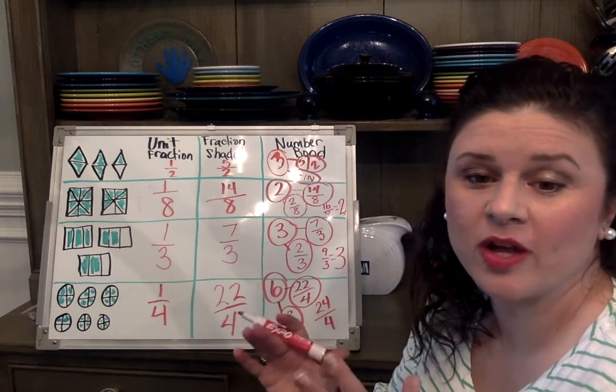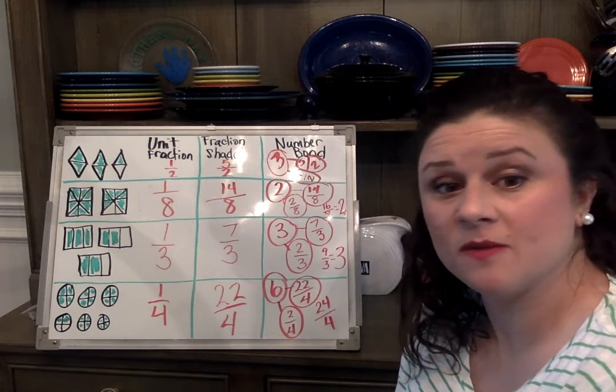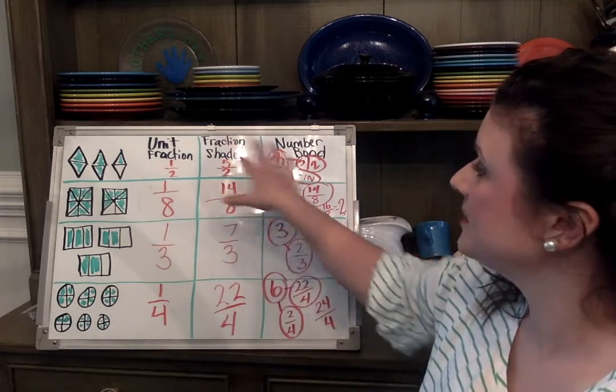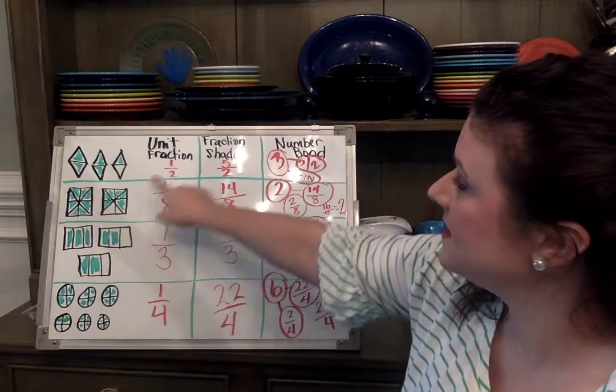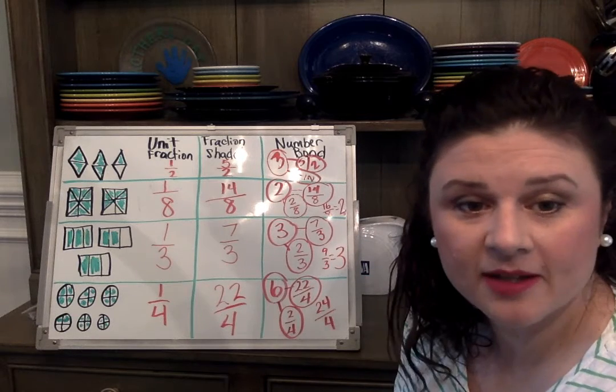Now I know we went over a lot today in this lesson, so this might be a good lesson that you might want to make some of your own problems up and work them out. You could send them to me to check. You could make a table just like this and draw some different shapes and put unit fraction, fraction shaded, and then show me your number bond.